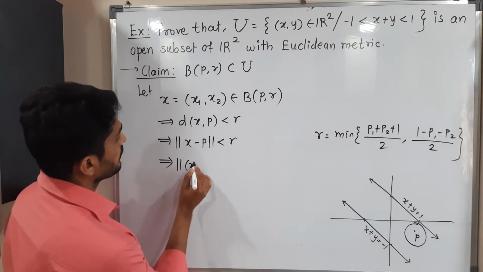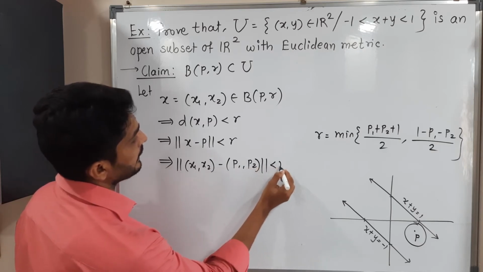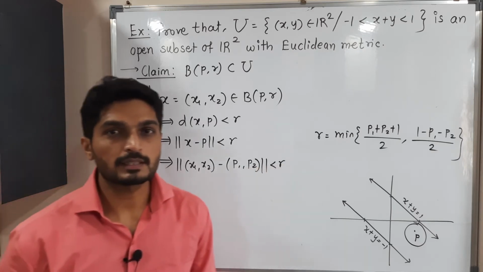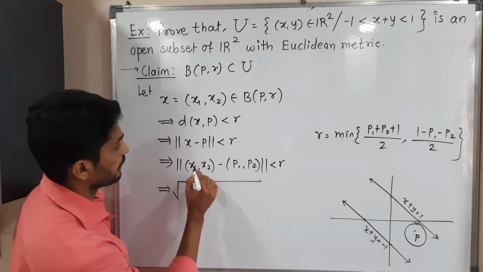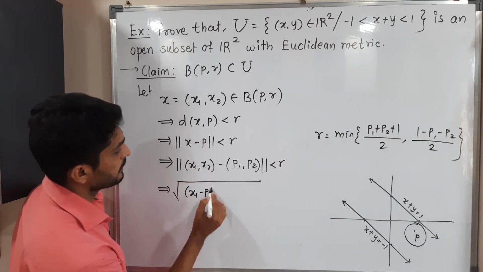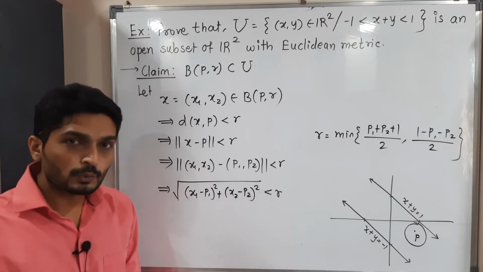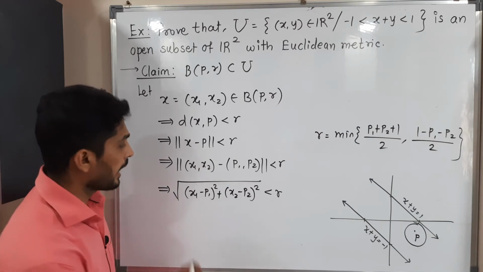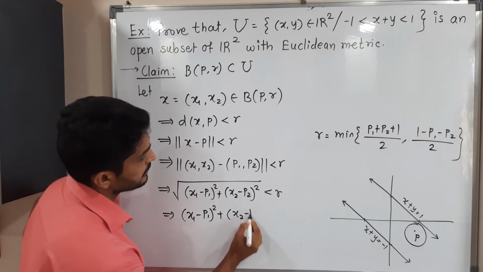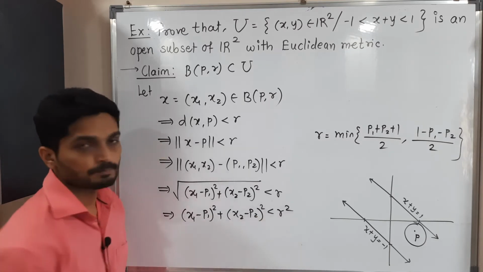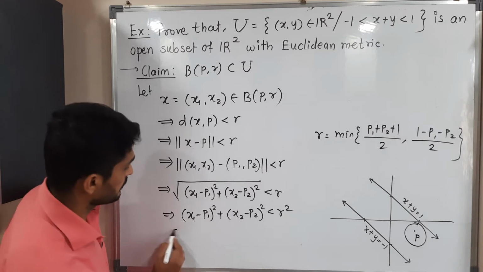This implies, x means (x1, x2), P means (P1, P2), less than R. I will skip a few steps since many times we have done this. You know how to find the norm. So this is the square root of, first minus first, that means (x1 minus p1) square plus (x2 minus p2) square, less than R. The next step is to take the square of both sides and remove the square root. So (x1 minus p1) square plus (x2 minus p2) square less than R square. The sum of these two is less than R square, so each of them is less than R square.